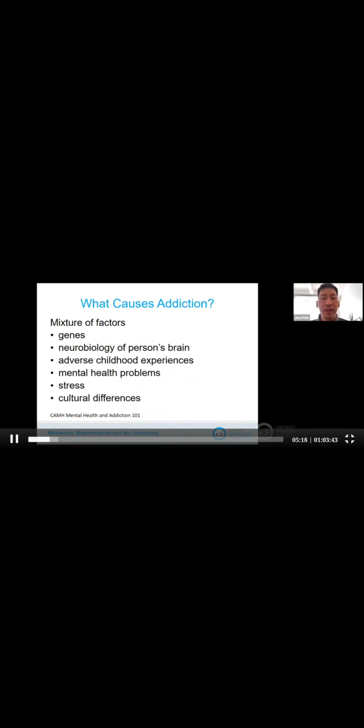What causes addiction? It's a mixture of factors which include the neurobiology, genetics, adverse childhood experiences, mental health issues, stress, and also cultural differences. So when we're looking specifically at youth, risk factors for substance use and addiction in youth can include things such as family history of alcohol or other substance misuse problems, poor school performance, poverty, stress, not fitting in socially, a history of emotional, physical, or sexual abuse, and experiences of discrimination or oppression.